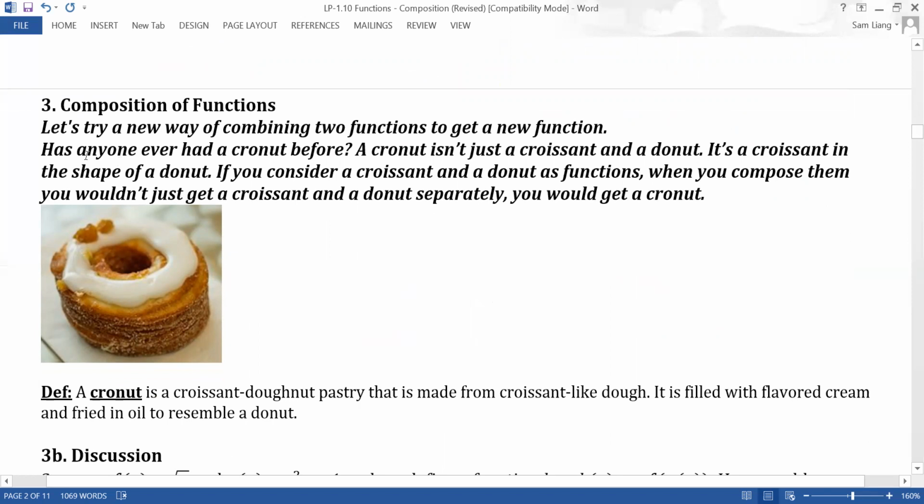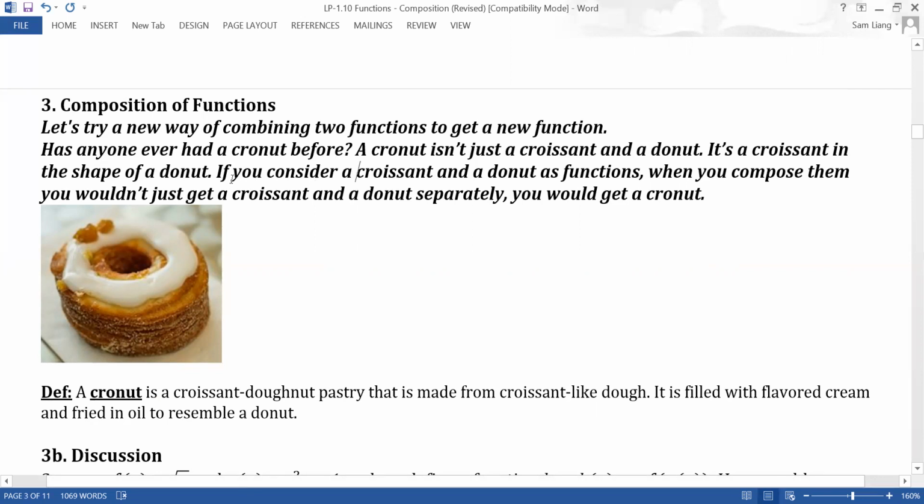Has anyone ever tried a cronut before? A cronut isn't just a croissant and a donut. It's a croissant in the shape of a donut. This is actually something that was really popular back in 2013, I believe it was. Dominique Ansel's bakery is a famous bakery here in New York City, actually. And this pastry chef made this croissant donut, which is a cronut. Yeah, so this is really popular.